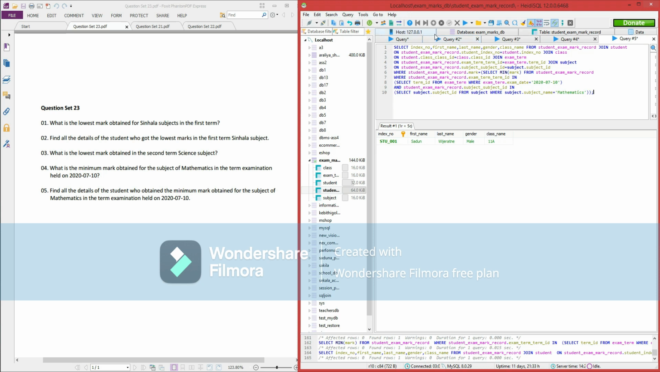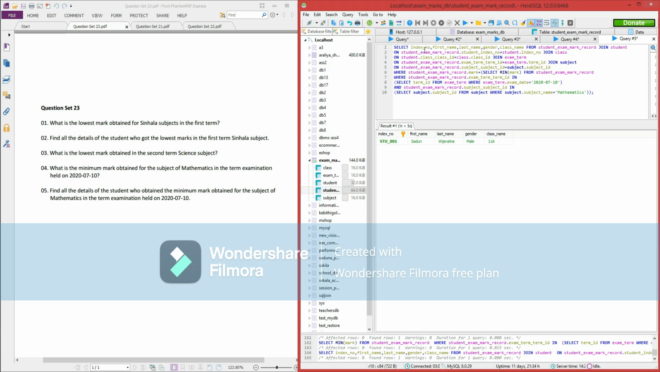Here, first I've specified the attributes that I need in my search and here I've given select index number, first name, last name, gender and class name. Then I've joined the student exam mark record table, student table, class table, exam term table and the subject table by their common attributes.